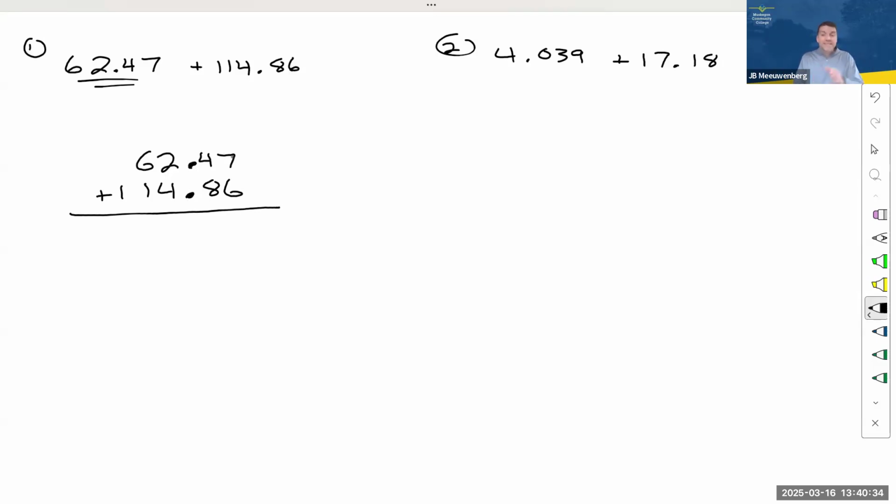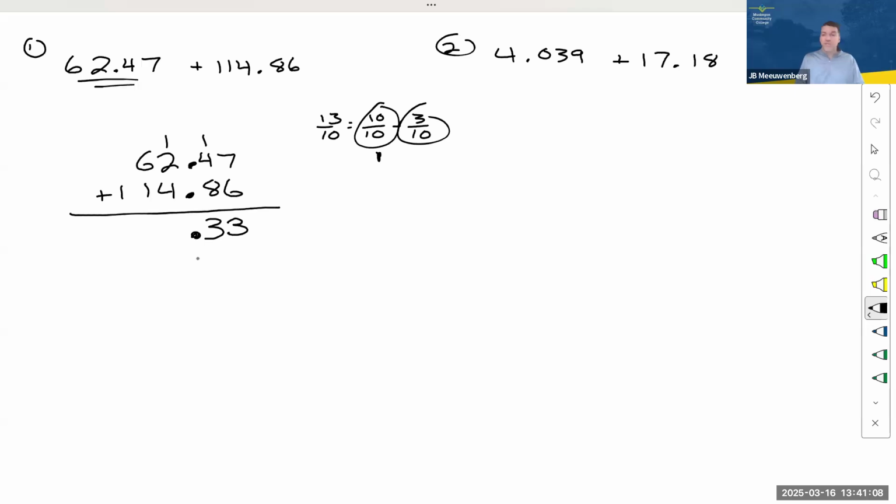Then we start and we work from right to left. 7 plus 6 is 13. Regroup, carry that 1. 1 plus 4 plus 8 is 13. Regroup, carry that 1. Again, what happened right there? We had 13 tenths, which was the same as 10 tenths plus 3 tenths. 3 tenths ended up right here. 10 tenths is equivalent to 1, and that ended up right here. That's what's happening behind the scenes.